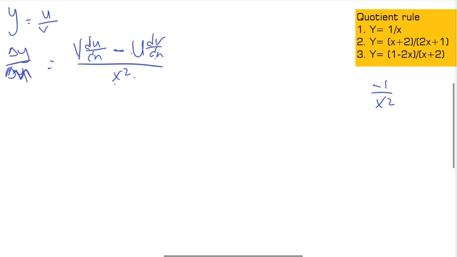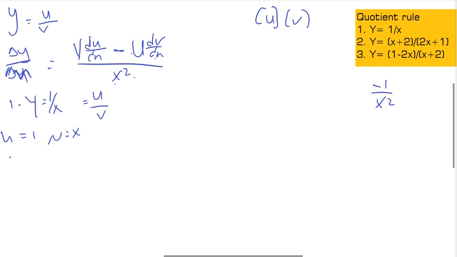Quotient rule is used when you have division, when something is dividing something. Product rule is when something is multiplied by something, u multiplied by v. So for this question 1, where y is equal to 1 over x, we're going to say that u is equal to 1 and v is equal to x. Now what do we need? We need du dx and dv dx. So du dx will be equal to 0 because it's just 1. Then dv dx will be equal to 1.